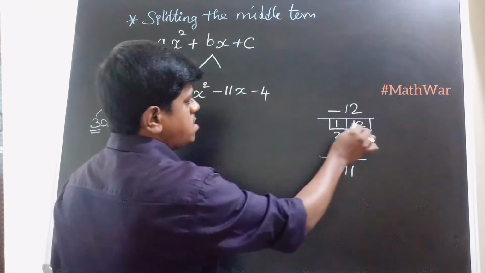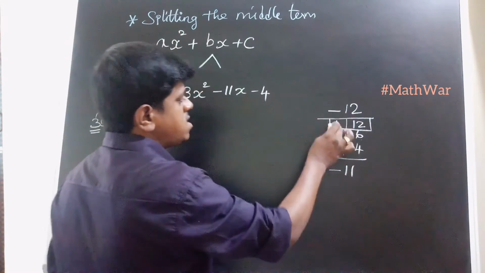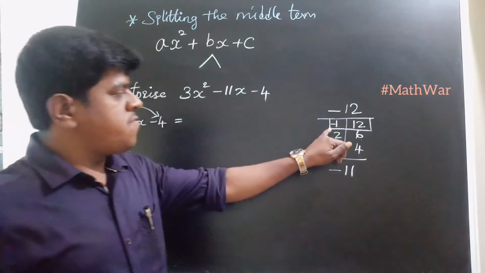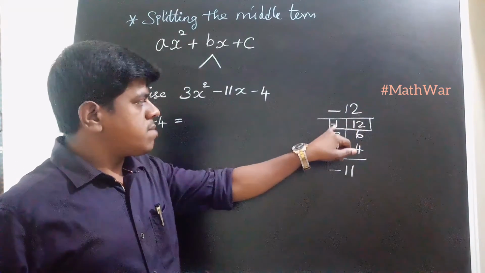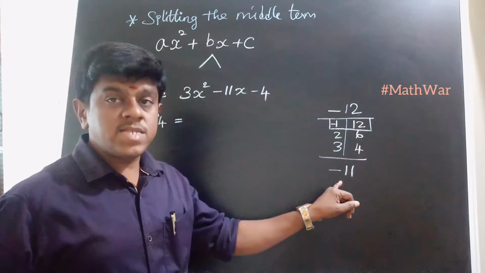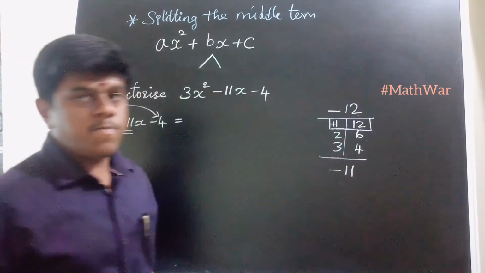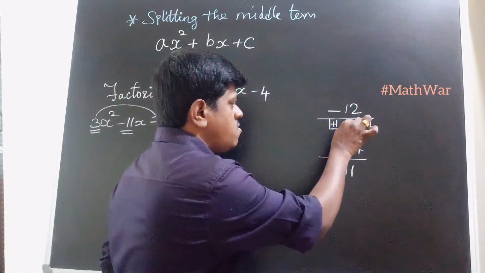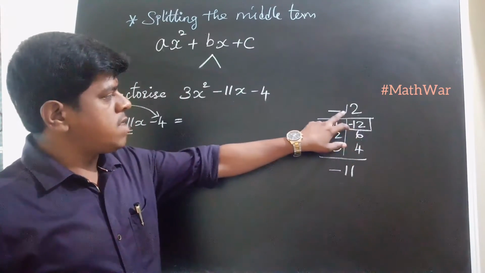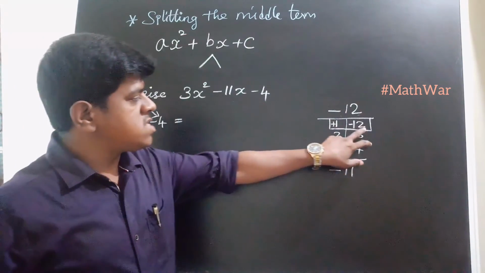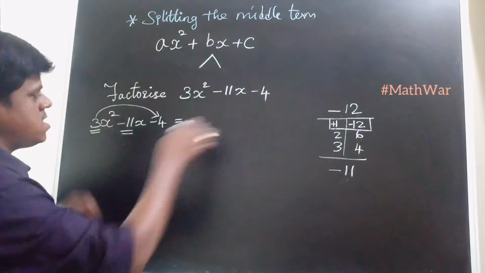So here 1 into 12, that will become plus 12. So if you use minus 1 here, minus 1 into plus 12, that will become minus 12, that is correct. But minus 1 plus 12, the answer will become plus 11, so it is wrong. So we can't give minus 1, so that will be plus 1. And if you give minus here, plus 1 into minus 12, you will get minus 12, plus 1 minus 12, answer is minus 11. So this is correct. So these are the two factors.